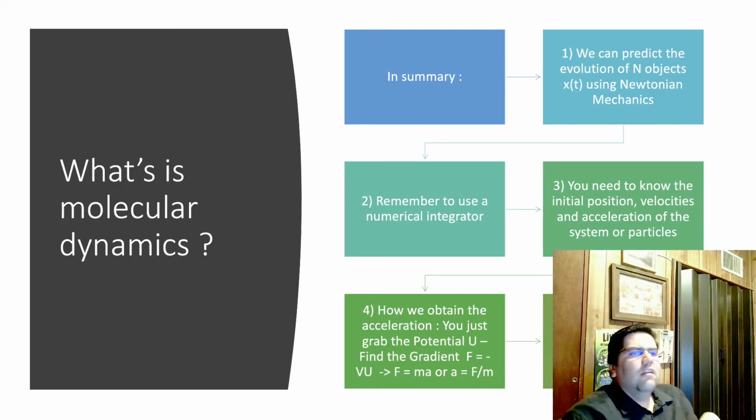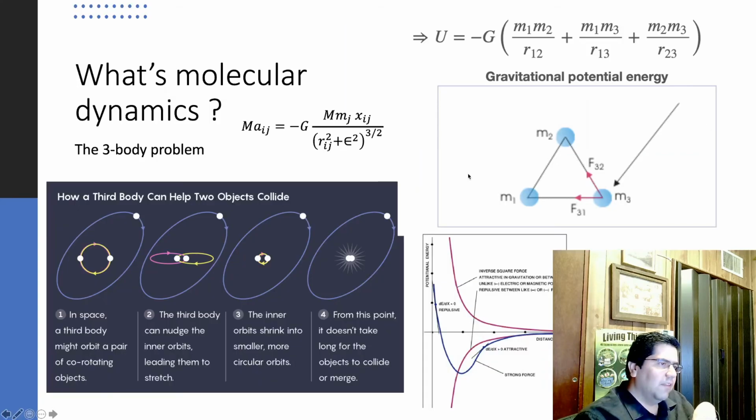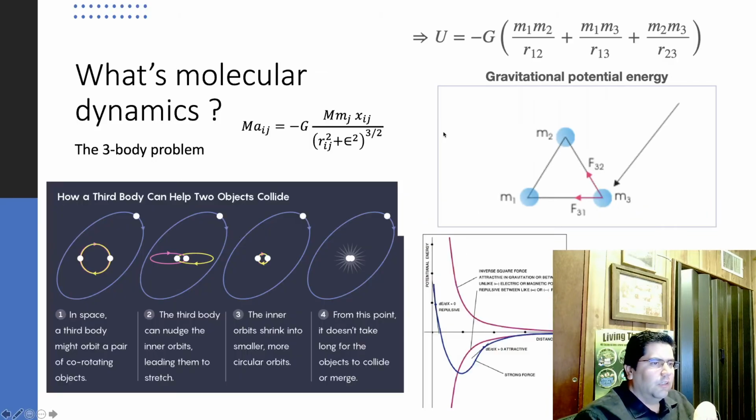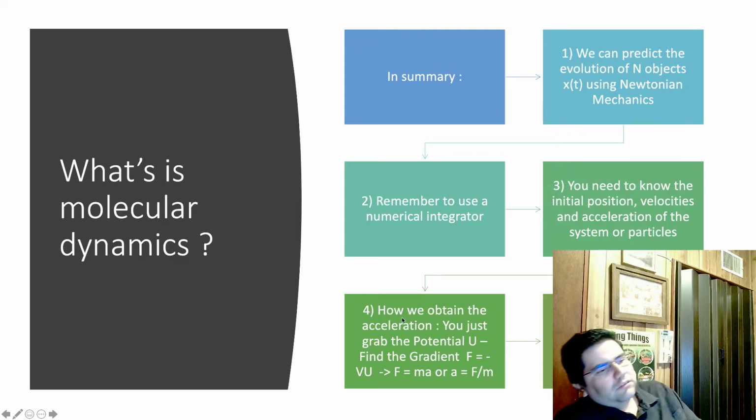Number 1, we can predict the evolution of n objects as a function of time using Newtonian mechanics. Number 2, you have to remember to use a numerical integrator. The numerical integrator that we are using right now is shown right here in the presentation. Number 3, you have to know the initial positions, velocities, and acceleration of the system of particles. Number 4, and it's important, how we obtain the acceleration.